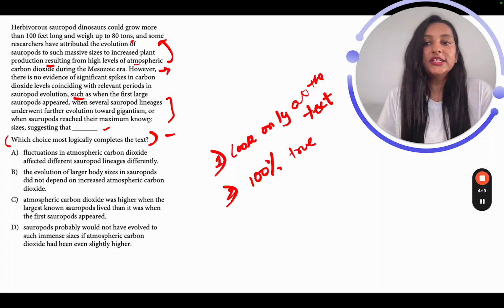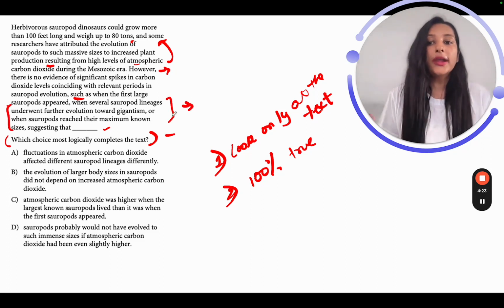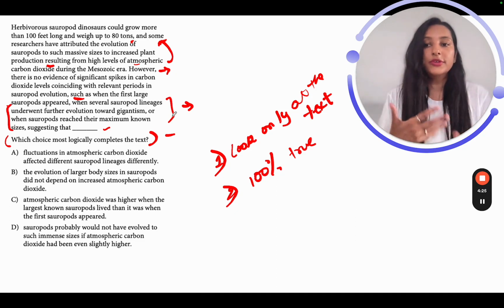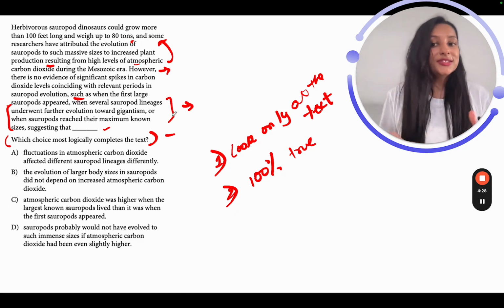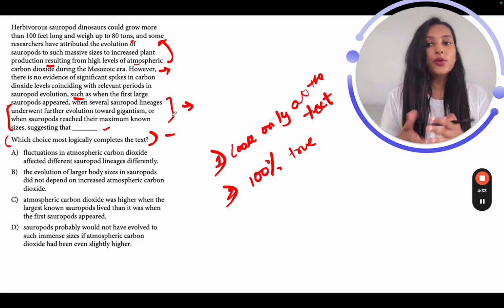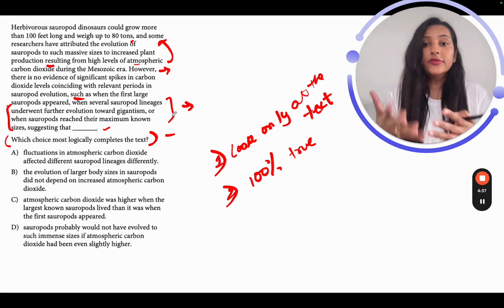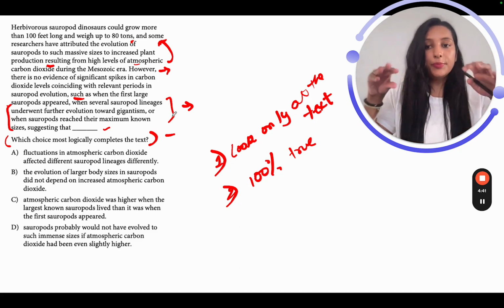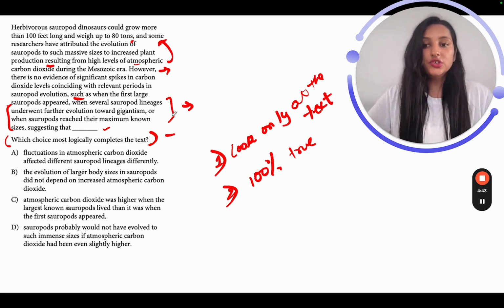So these are basically the important evolution periods, right? In these periods, they did not find the evidence of high levels of carbon dioxide. So what does this suggest? Suggesting that blank. So you have to identify what not finding the evidence of these high levels of carbon dioxide during this important evolution period suggests.